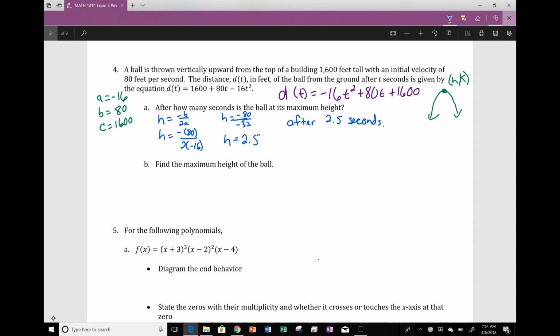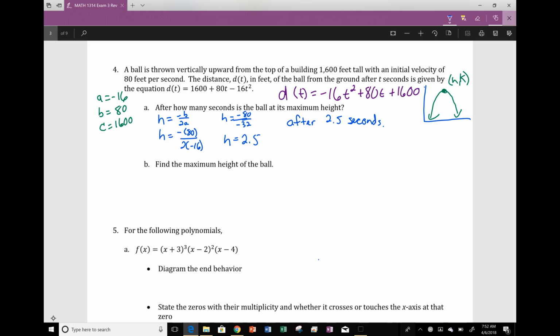So after 2.5 seconds, the ball will reach its maximum height. Because think about this on a graph. The x-axis is our time, number of seconds, because that's where we're plugging in t. And this is our height, our distance above the ground. So our y-axis is our distance above the ground.